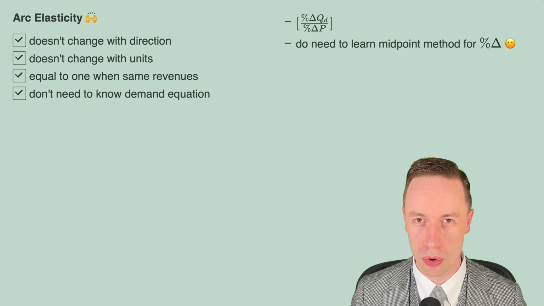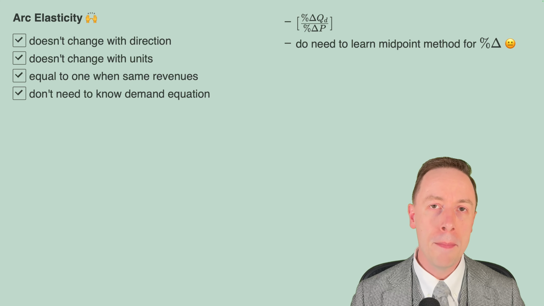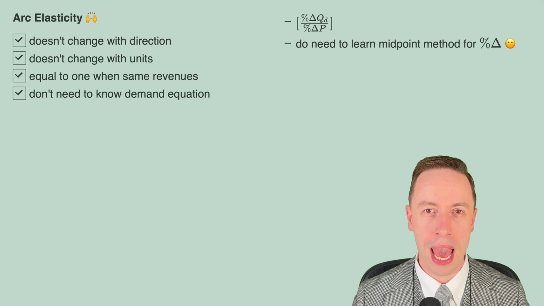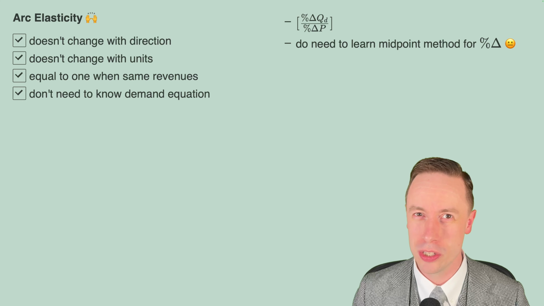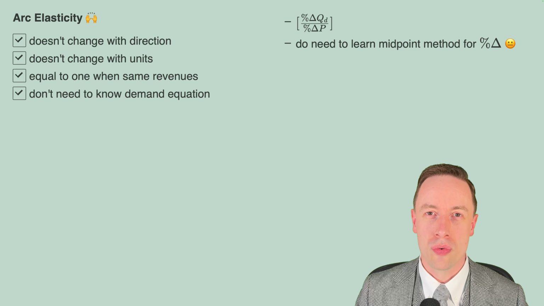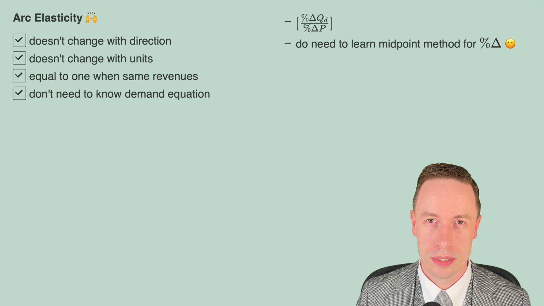It doesn't change with directions. It's not sensitive to units. Why isn't it sensitive to units? Because instead of calculating the absolute changes between the variables, like you would with a slope, rise over run, so to speak, we are instead calculating relative changes, percentage changes.